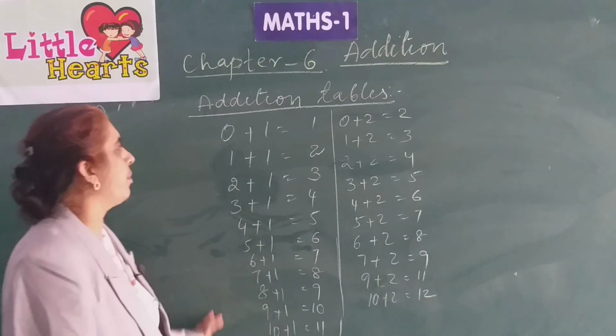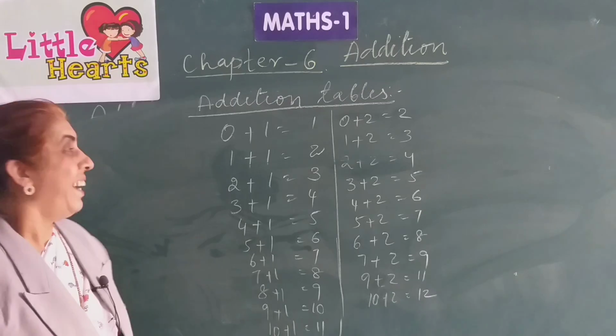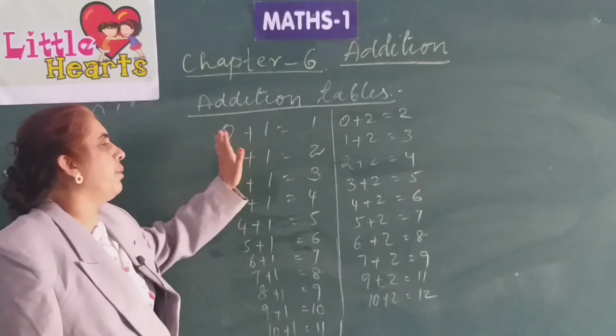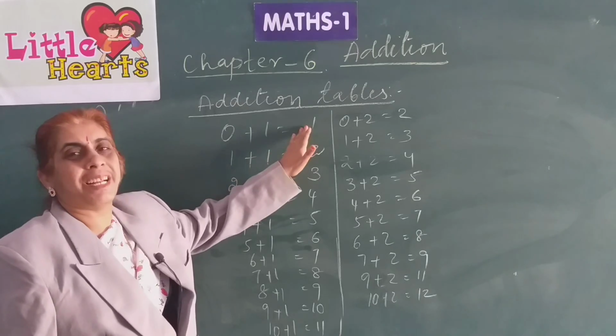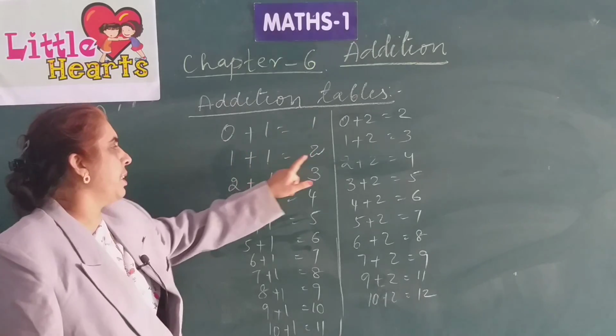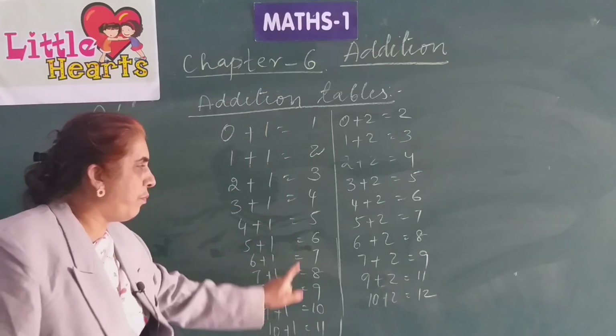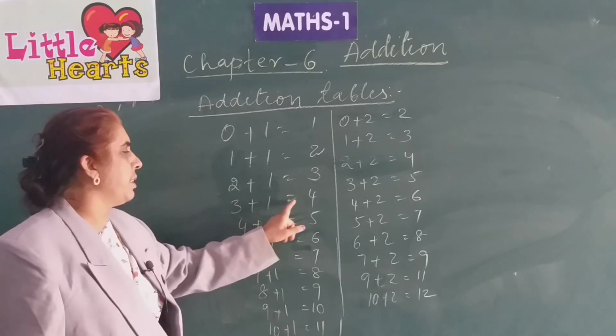Yes, children, just like multiplication tables, we have addition tables also. 0 plus 1 is equal to 1. If 0 is added to any number, we get the same number as sum. 1 plus 1 is equal to 2. 2 plus 1 is equal to 3. This is the addition table of 1. 3 plus 1 is equal to 4.